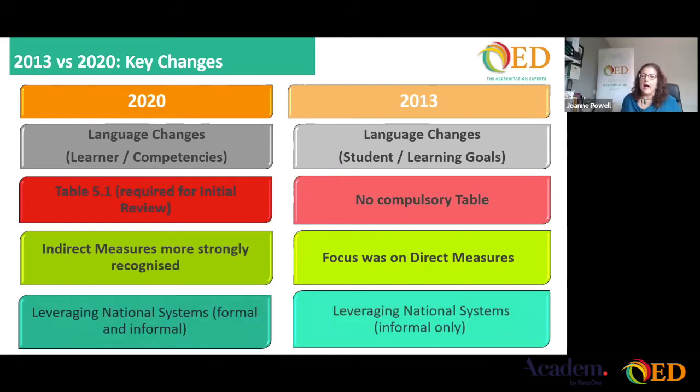The last area I want to cover here is about the talk that's been around leveraging national and regional accreditation systems. And again, this is an area that's in real danger of being misunderstood. And there's two sides to this.